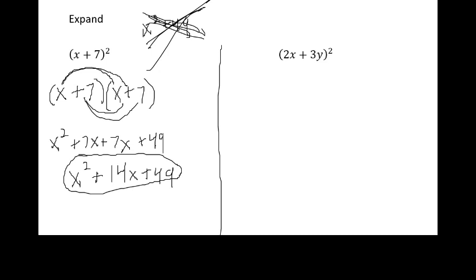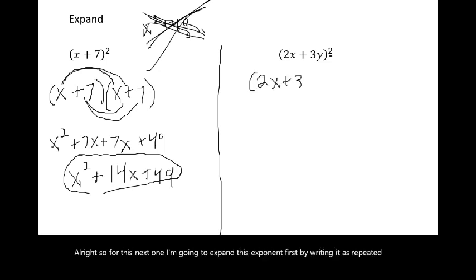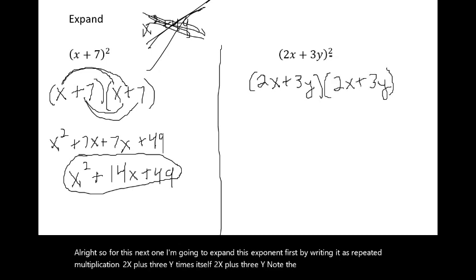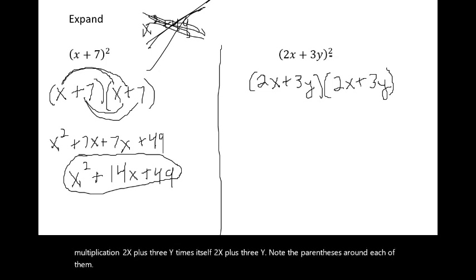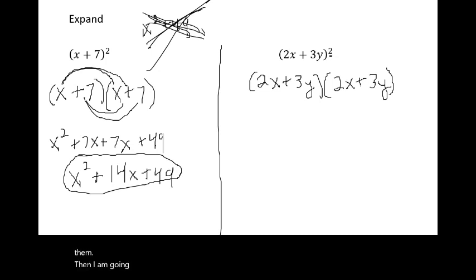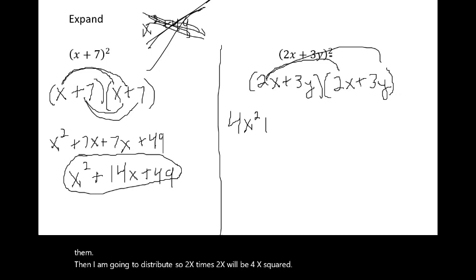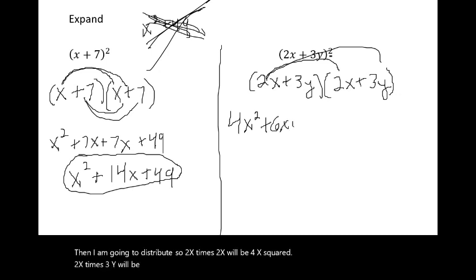All right, so for this next one, I am going to expand this exponent first by writing it as repeated multiplication: (2x plus 3y) times itself, (2x plus 3y). Note the parentheses around each of them. Then I am going to distribute. So 2x times 2x will be 4x squared. 2x times 3y will be positive 6, and because these two variables are not the same, you just write it as xy, and that's it.